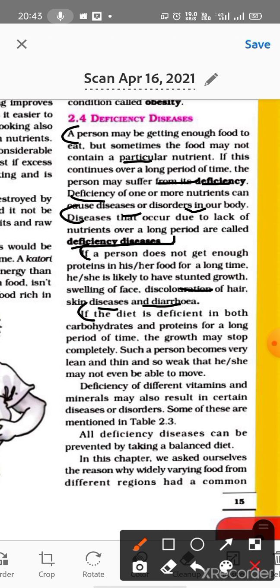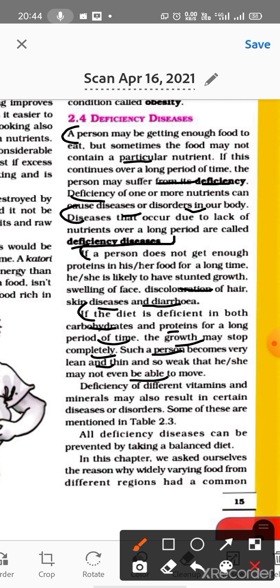If the diet is deficient in both carbohydrates and proteins for a long period of time, the growth may stop completely. Such a person becomes very lean and thin, so weak that he or she may not be even able to move. अगर हमने कार्बोहाइड्रेट्स एंड प्रोटीन्स दोनों नहीं लिए हैं सो व्हाट विल हैपन? द ग्रोथ में स्टॉप कंप्लीटली.